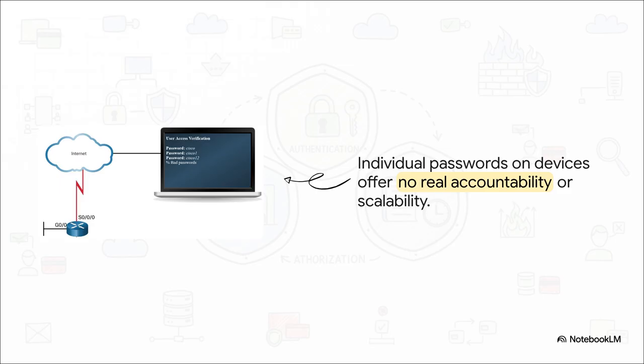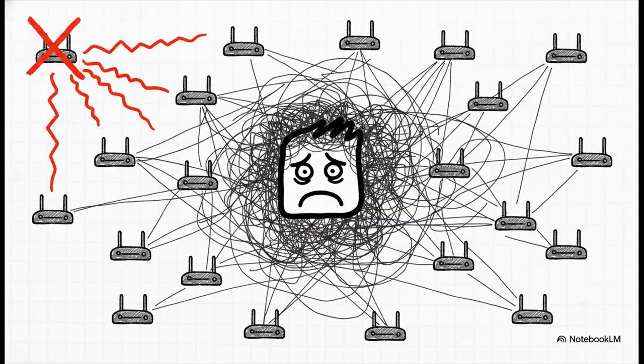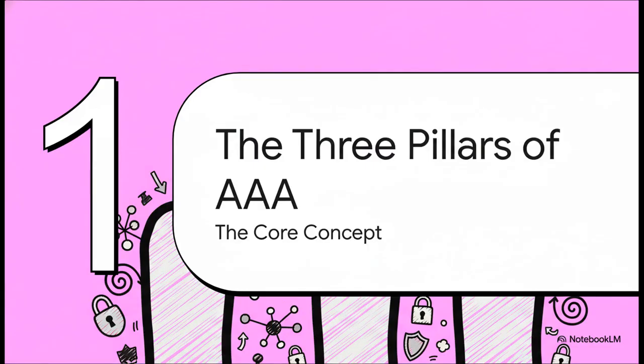There's just zero accountability. Okay, so the next logical step was creating individual user accounts on each and every device. That's a bit better for sure. But just imagine for a second you have a network with 500 routers. An employee leaves the company. Now what? You have to manually log in to 500 different devices just to delete their account. It is a complete and total management nightmare. It just doesn't scale. This is exactly the problem that the AAA framework was designed to solve.